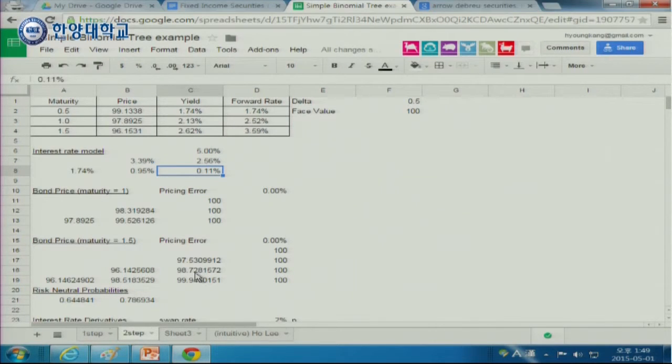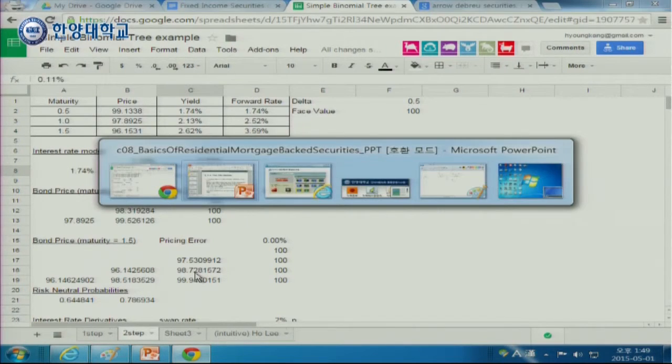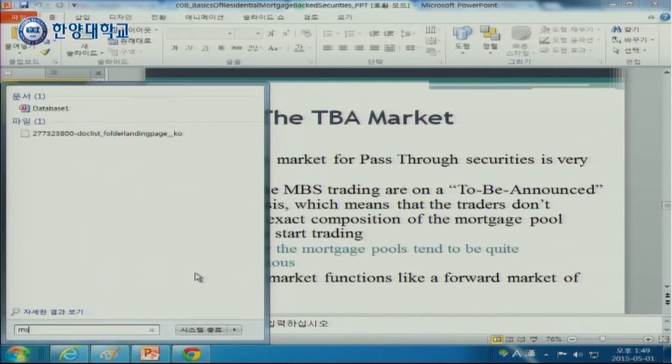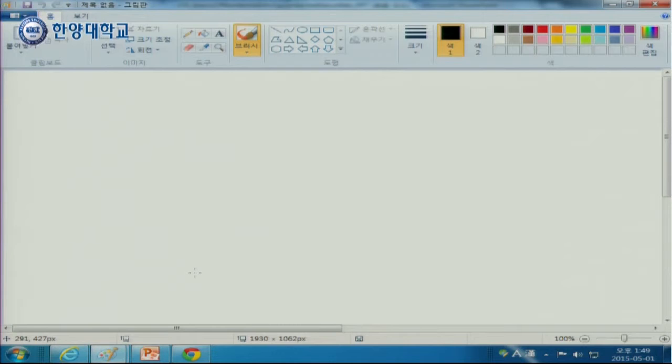뭘 질문했지? 왜 리스크 뉴트럴 프로바빌리티라고 부르냐? So this is called risk neutral probability because... 내가 목이 터져라 설명했는데 그때 질문을 하지 왜 지금 하는 거야? 어쨌든, okay, this one, right?